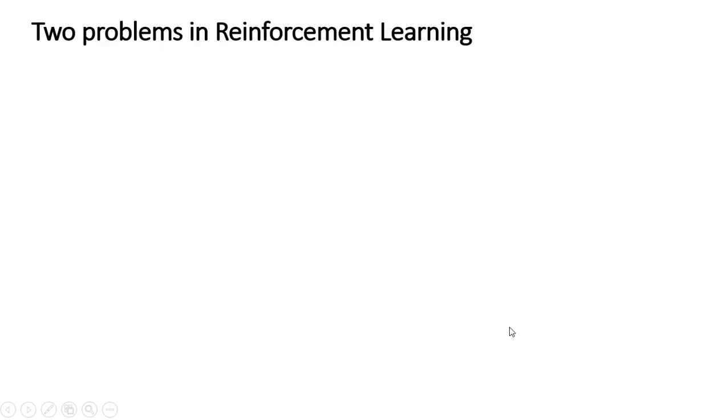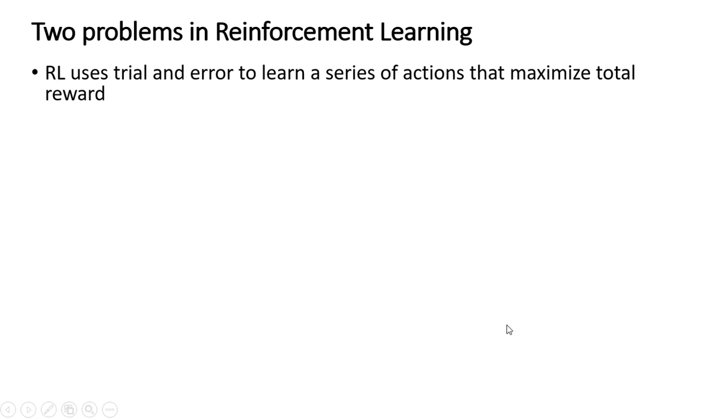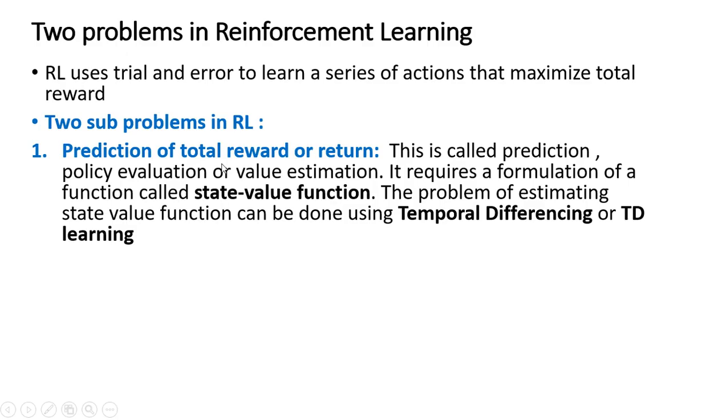So now there are two problems. What are the two problems in reinforcement learning? As we saw, reinforcement learning is all about trial and error, right? You do the trial, you learn through a series of actions. You make mistakes, you learn, you get rewards also, you learn, right? So there are two sub problems in reinforcement learning. The first one is prediction of the total reward or return. Now you have to predict the total reward or total return. That requires formulation of what the states are and what values you have achieved in each state depending upon the reward.